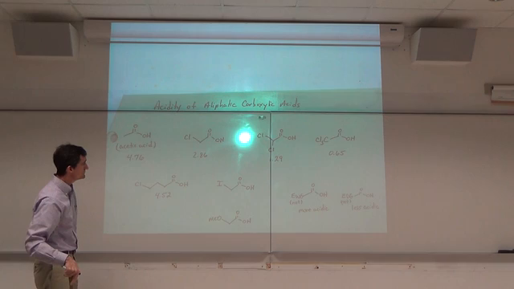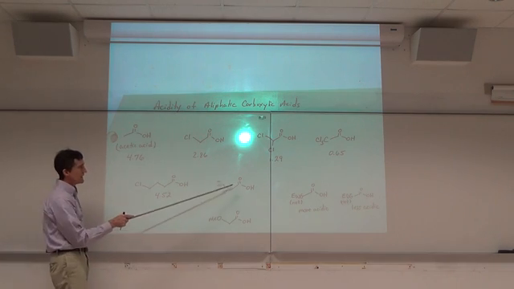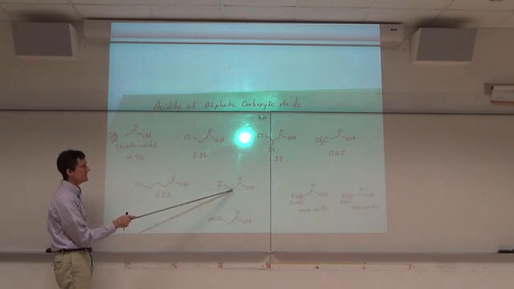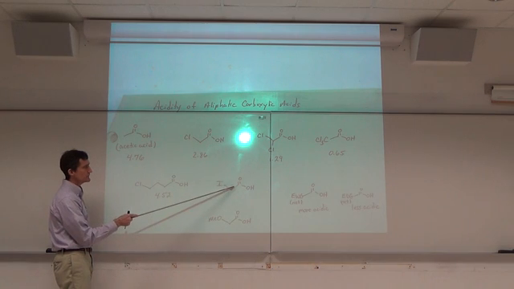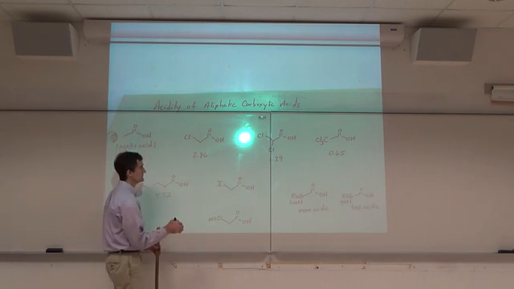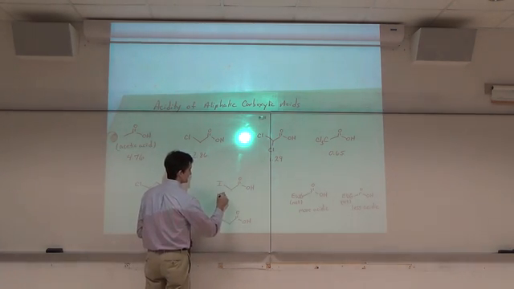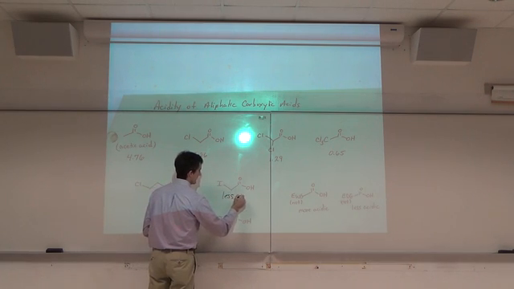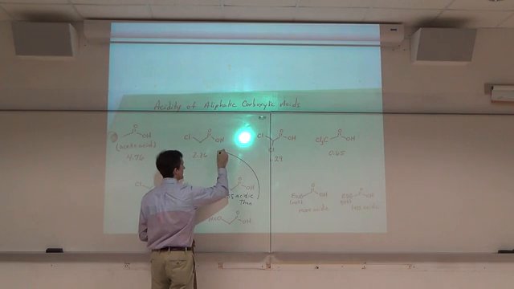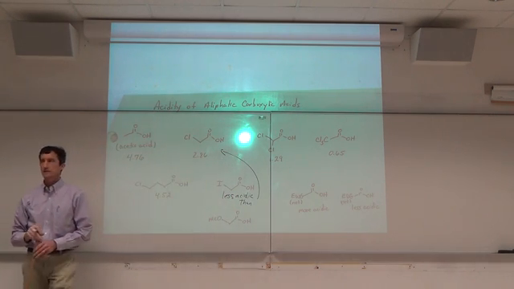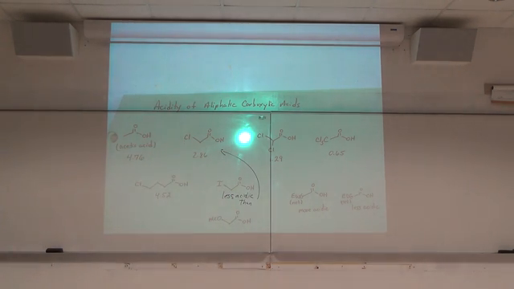How about this guy? Would you expect it to be, compared to this, more acidic or less acidic? More or less. You'd expect it to be less acidic than the chlorine. Why? Iodine is less electronegative than chlorine. It doesn't pull as much. So that's your trend for your halogens.